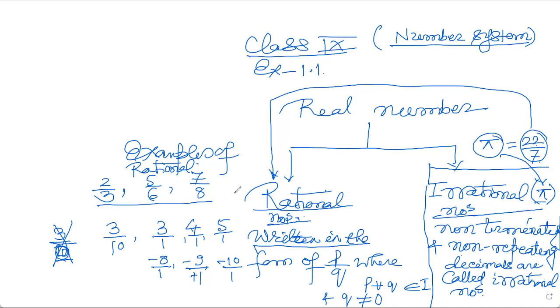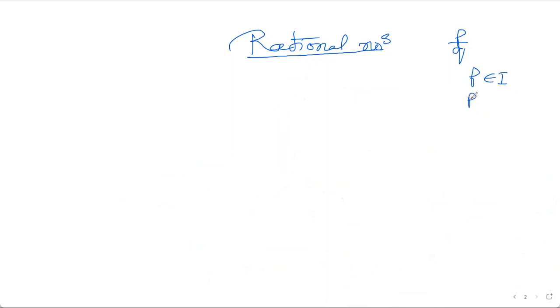So the first thing is to concentrate on rational numbers first. I'm giving the heading here: rational numbers. As I told you, numbers which can be written in the form of p upon q, where p belongs to integer (this is the sign of belongs to), q belongs to integer, and q should never be equal to 0. So these are the conditions. Any number which is written in the form of p upon q, where p and q belong to integers and q is not equal to 0, is a rational number.